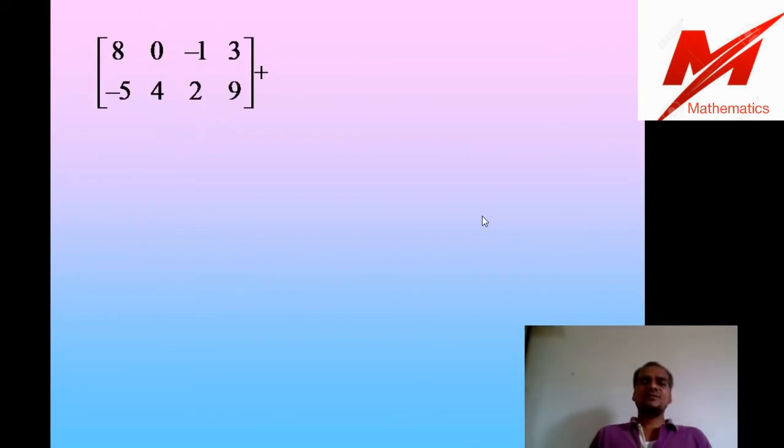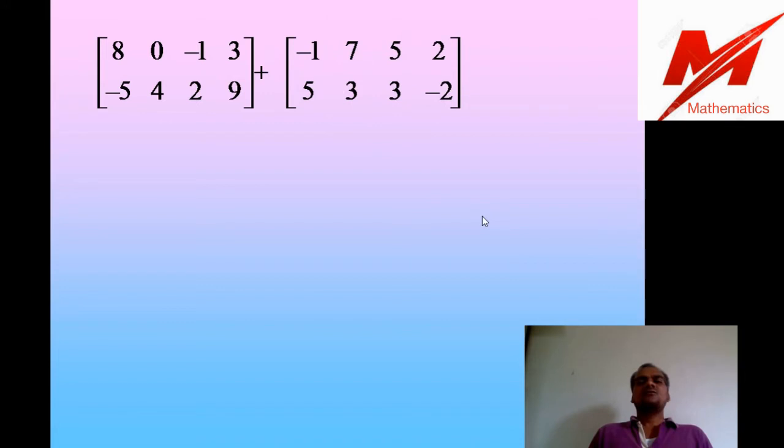Now see, this is your first matrix. The first row is 8, 0, minus 1, 3. The second row has elements minus 4, minus 5, 4, 2, 9. In this case the order of this matrix is R by C, that is 2 by 4. Now the order of the second matrix is also 2 by 4. So the order is the same, so we can add these two matrices. In this case we have to add corresponding elements.